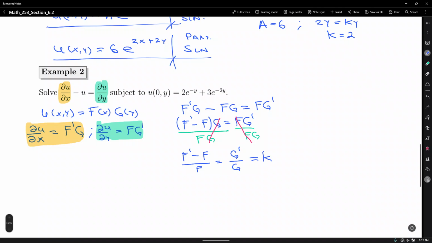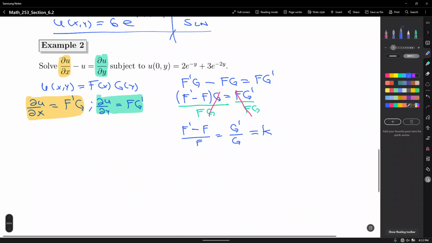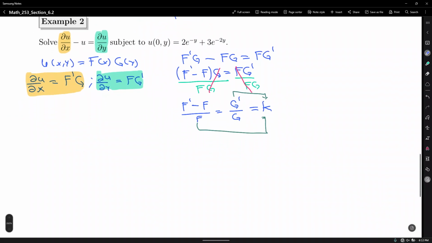All right. So what do we do? Number one, I'm going to set this side equal to k, that other side equal to k. So let's go for it. Let's solve the first equation. (f prime minus f) over f equals k. Guys, before you do anything, I know what you might be thinking: multiply both sides by f. No. Check this out. f prime over f is just f prime over f, minus f over f, isn't that minus 1? All right? Equals k.